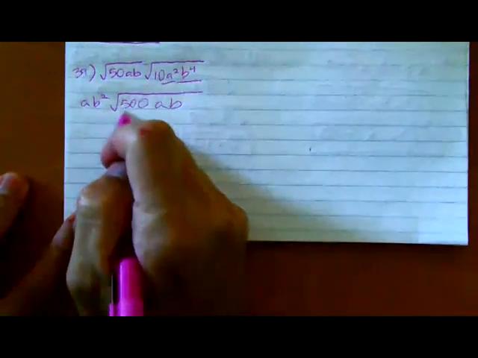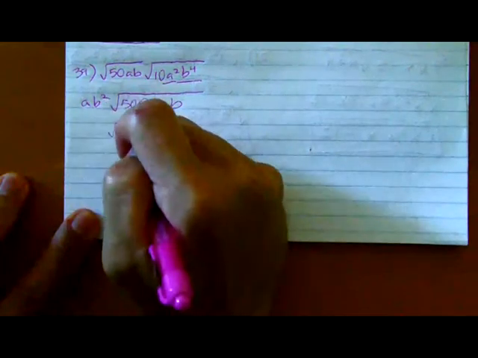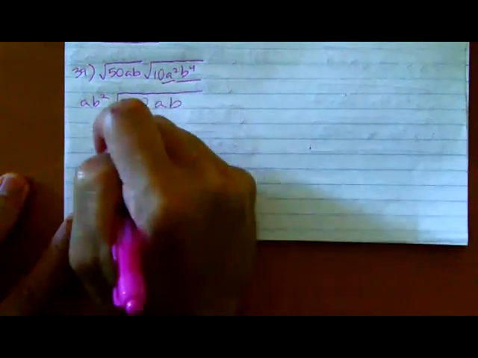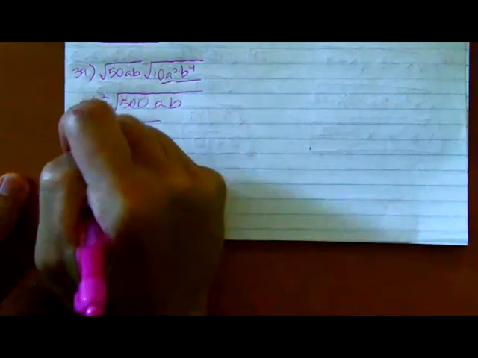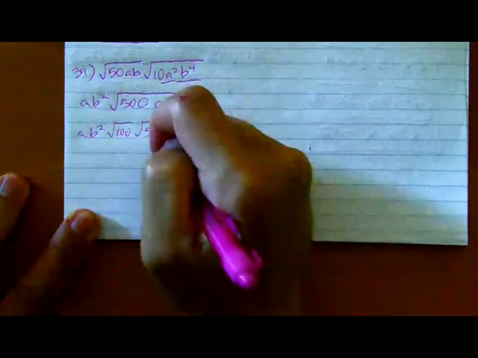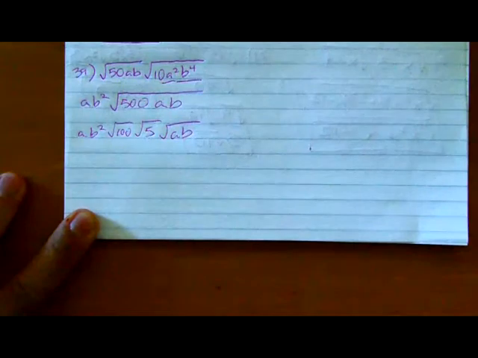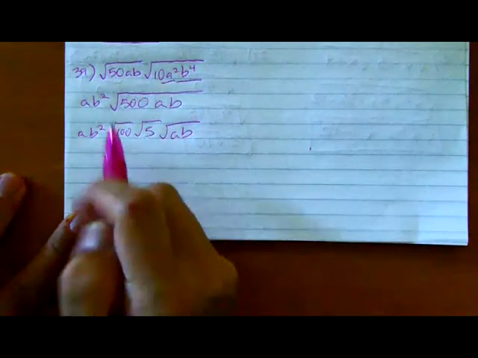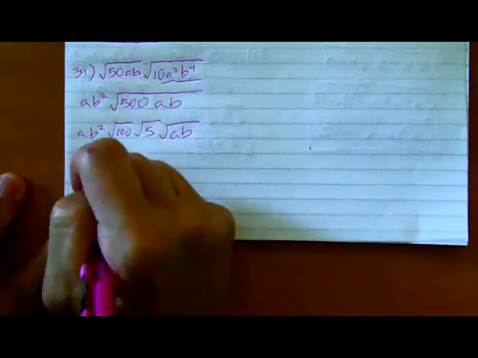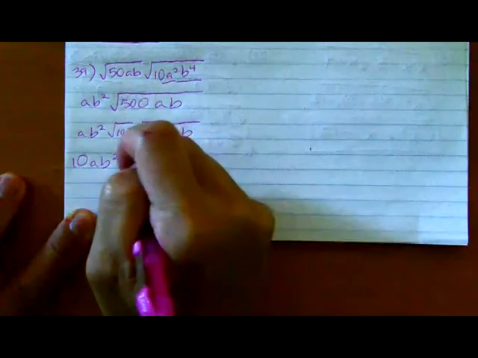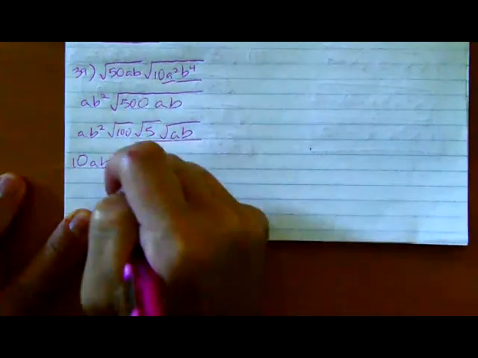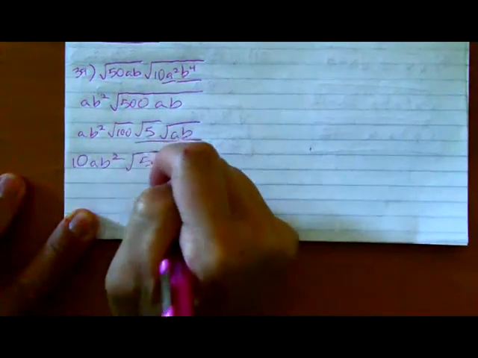Can we go further? The 500. I can factor that. 5 and 100. The a and b squared stays the same. I'll separate the a and the b. I can square root the 100. 10 ab to the 2nd. I can't do anything with that. 5ab.